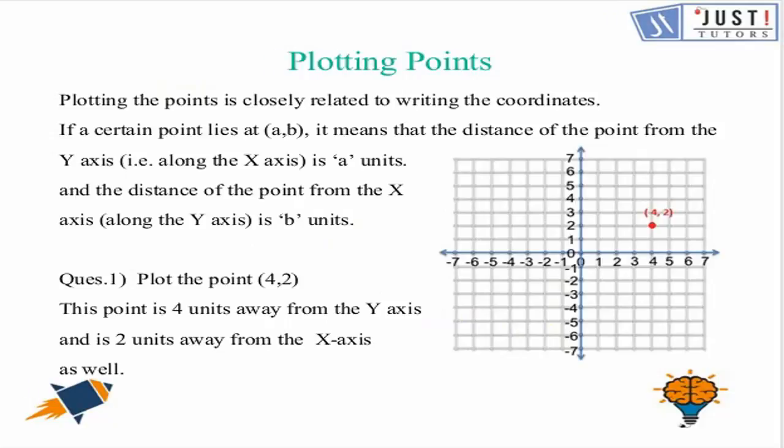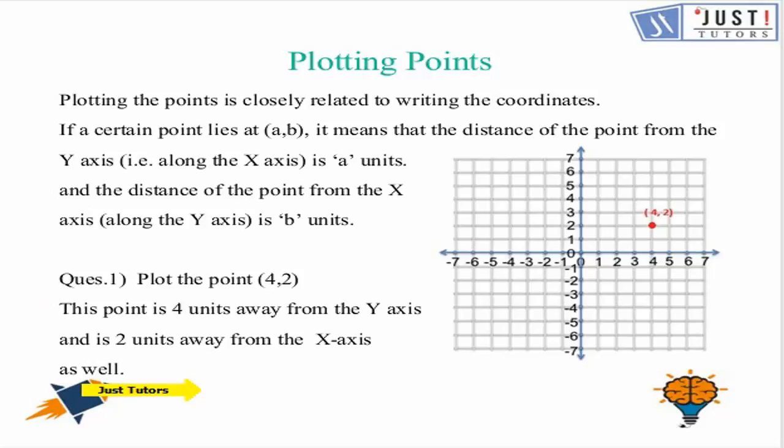Plotting the points is closely related to writing the coordinates for any point. Let's say we are talking about a certain point (A, B). That means the distance of the point from the y-axis is A units and the distance of the point from the x-axis is B units. Let us understand it better with an example, and we'll try to plot the point (4, 2). That means the point is 4 units away from the y-axis and 2 units away from the x-axis.